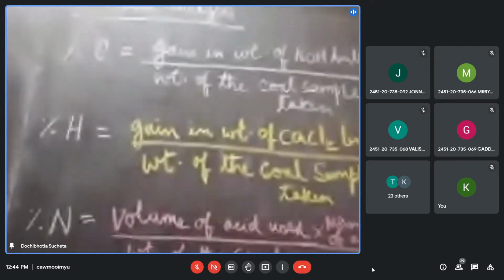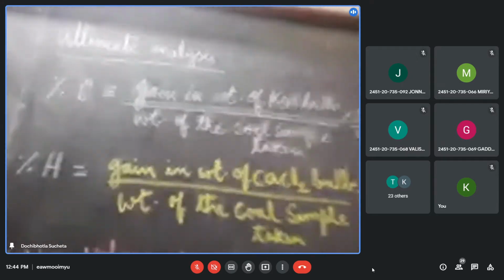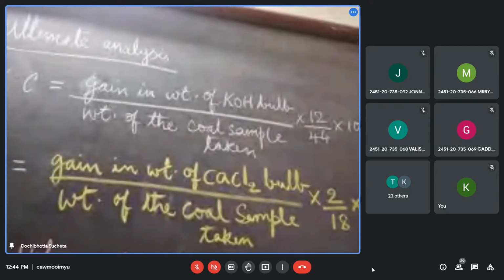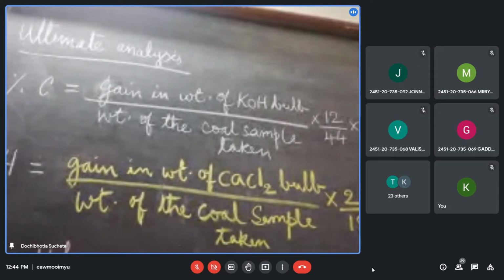Please take it down. You write it a little aside at the bottom. Percentage of carbon is equal to gain in weight of potassium hydroxide bulb divided by weight of the coal sample taken, into 12 divided by 44, into 100. What is the 12 there? Molecular weight of carbon. 44 is the molecular weight of carbon dioxide, because I am calculating the percentage, into 100. That's the formula. Please write it down.